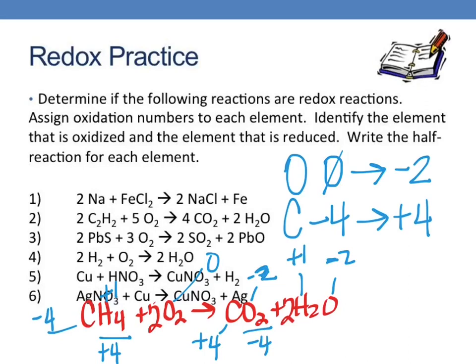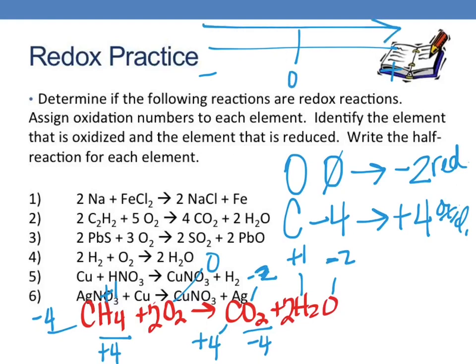So, who's oxidized, who's reduced? If you need to, draw a number line. I have my negatives and I have my positives. Put a 0 here. If you're moving up the number line, then you are oxidized. If you're moving down the number line, then you are being reduced.